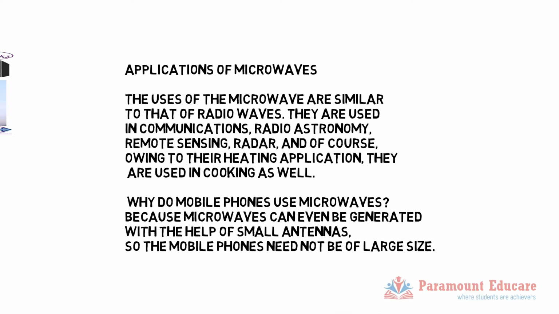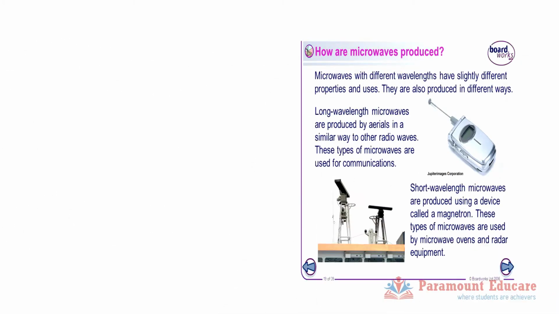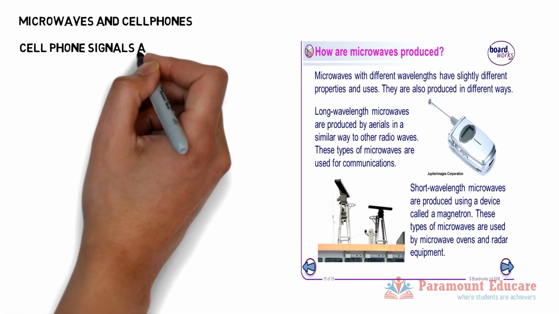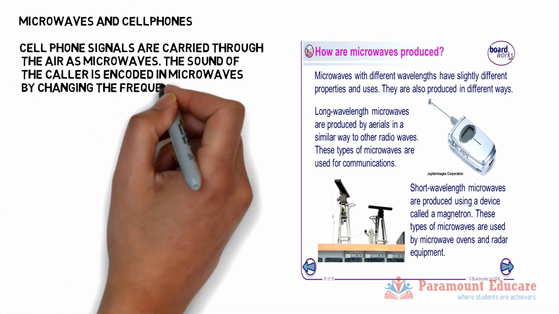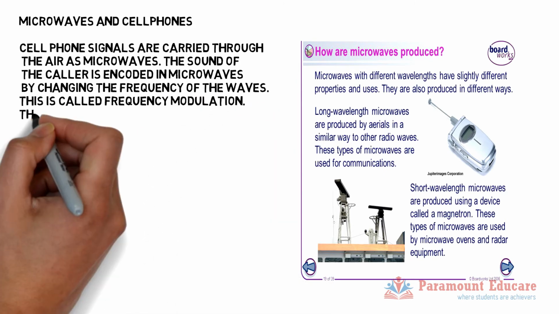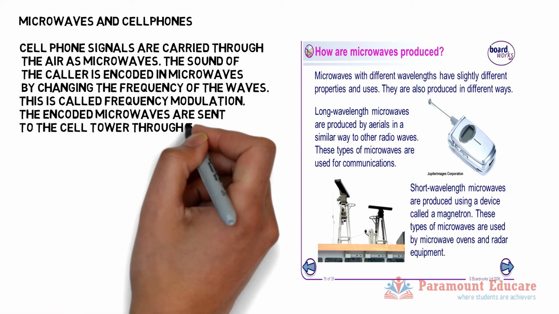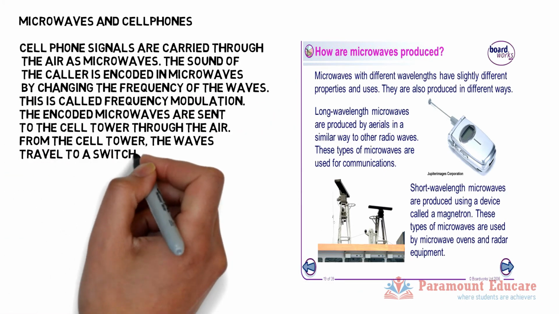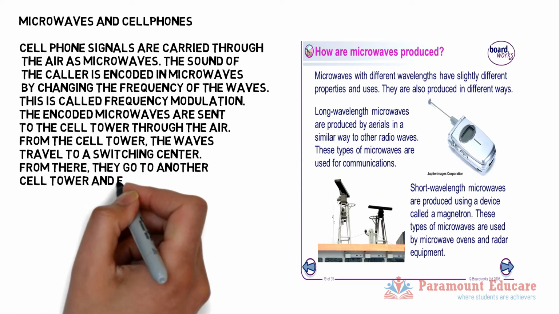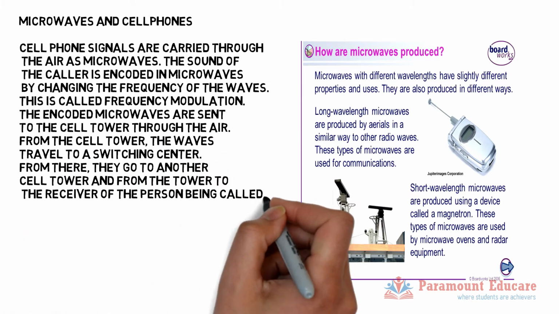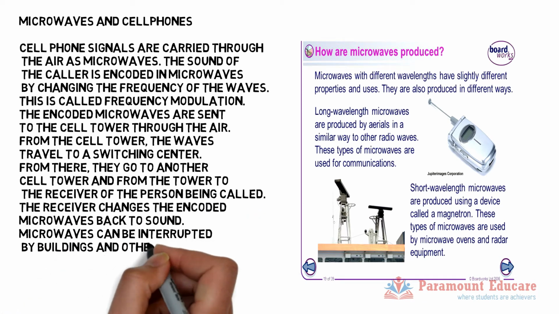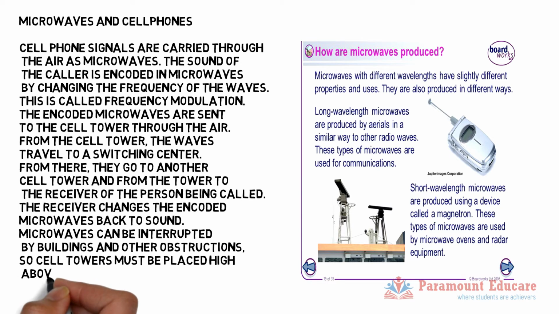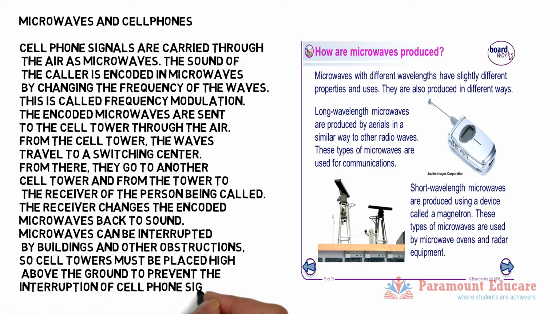Microwaves and cell phones. Cell phone signals are carried through the air as microwaves. The sound of the caller is encoded in microwaves by changing the frequency of the waves. This is called frequency modulation. The encoded microwaves are sent to the cell tower through the air. From the cell tower, the waves travel to a switching center. From there, they go to another cell tower, and from the tower to the receiver of the person being called. The receiver changes the encoded microwaves back to sound.